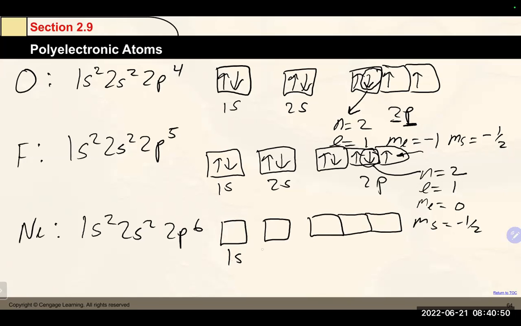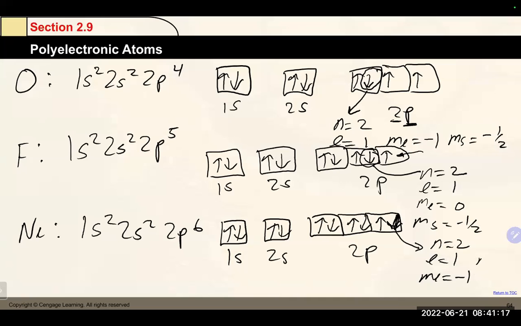Doing our diagram here, up, down, up and down. Again, these go in one at a time in the upwards direction, then coming back and pairing off. Oops, if you actually get it in the box there, pairing off. And our last electron here has n equal to 2, L equal to 1, M sub L is -1, and the S is -1/2 in this case.